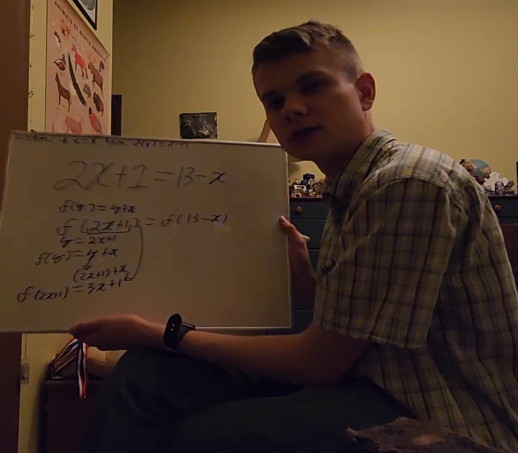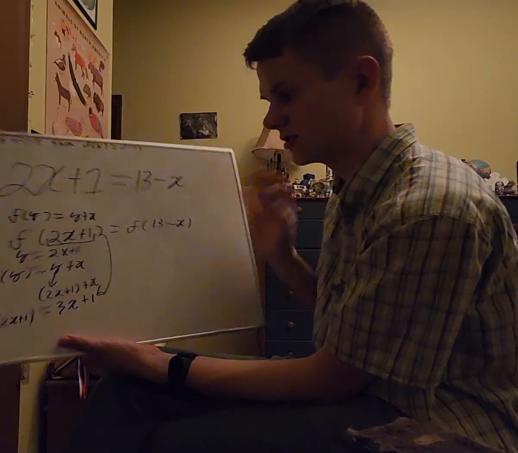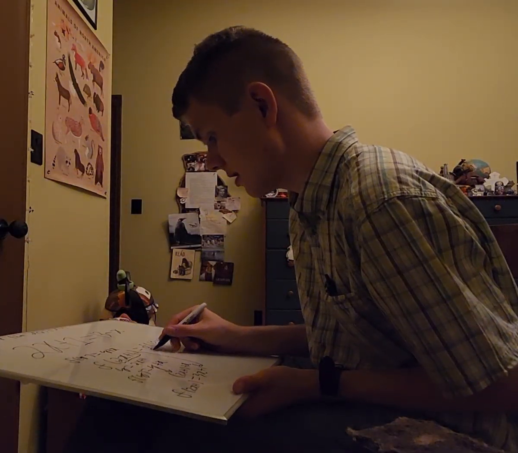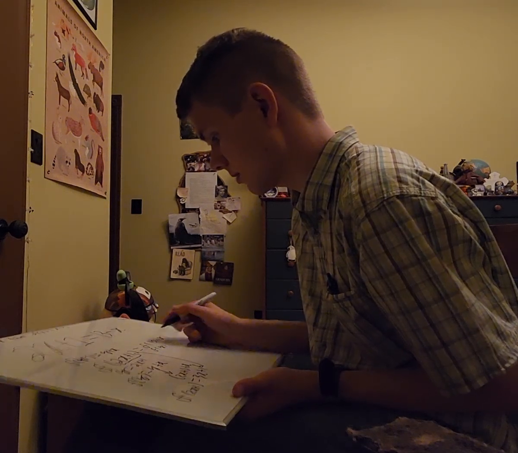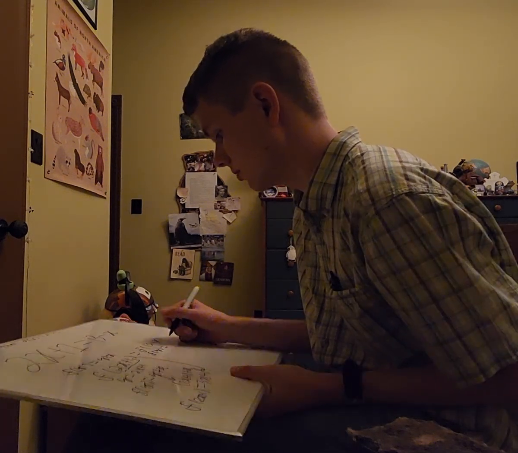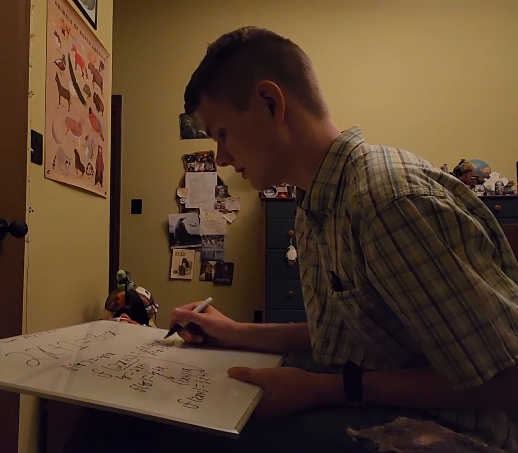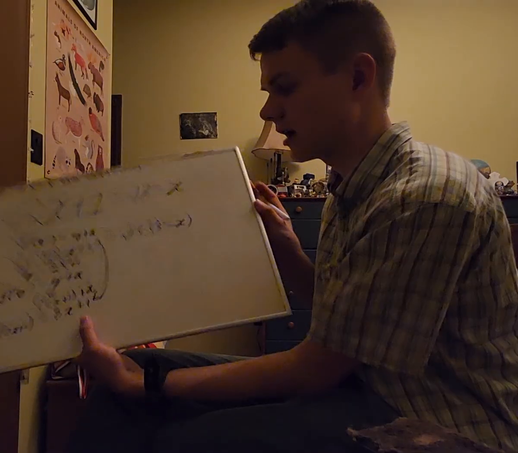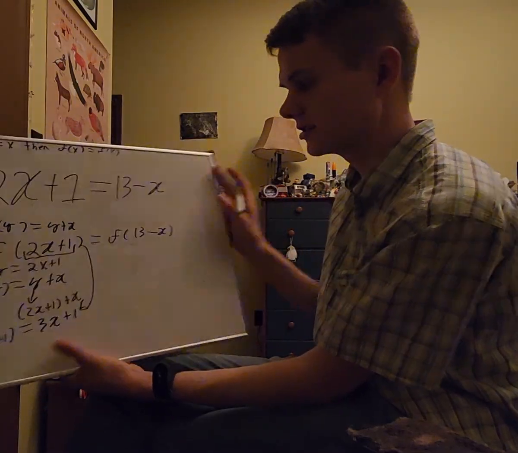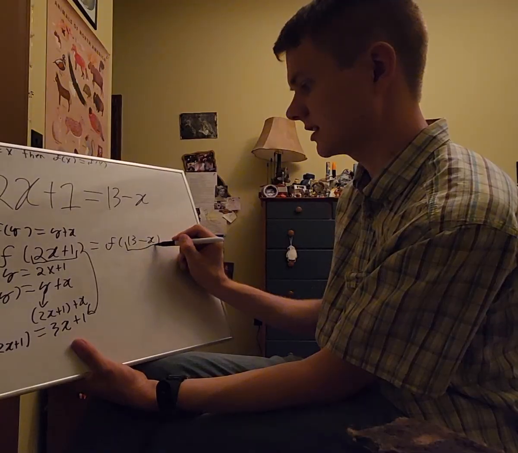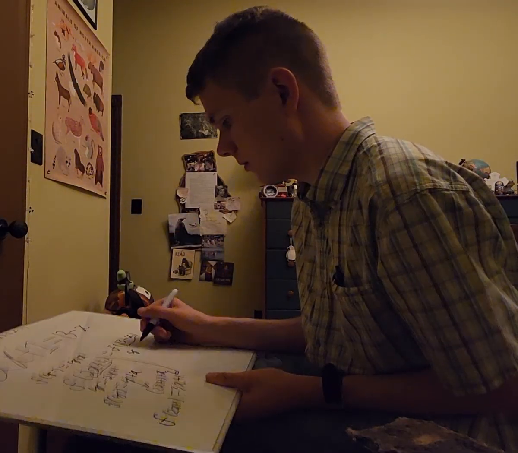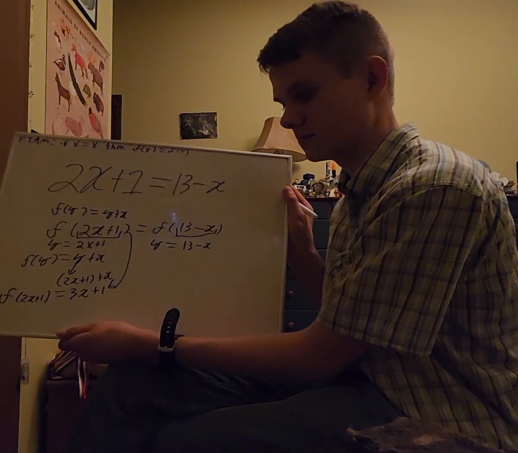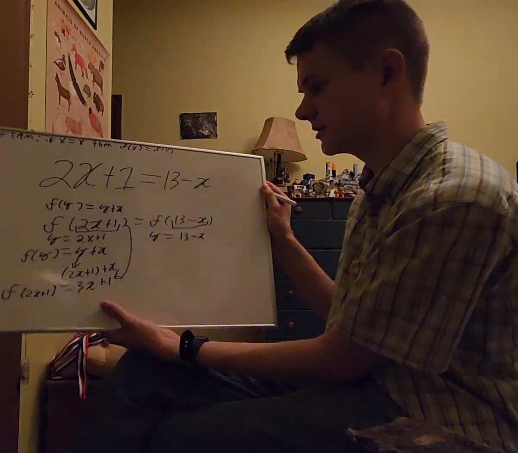Great. Okay, so now let's do the right-hand side. So f(y) is equal to... So we got f(13 minus x), so y is going to be the argument, which is 13 minus x. So y is equal to 13 minus x, because it's our argument. Okay, hopefully that makes sense.